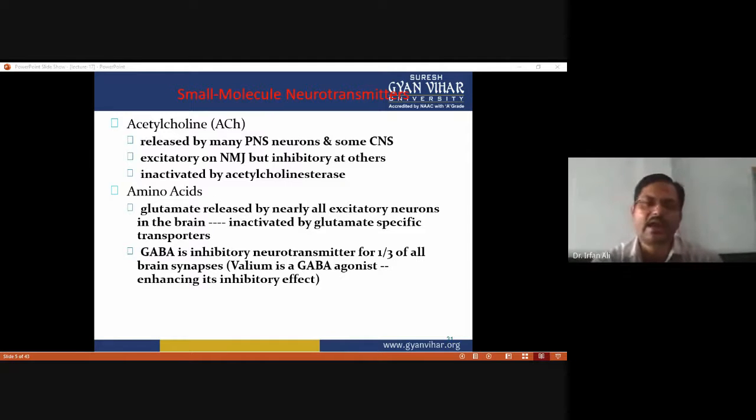And this glutamate is inactivated by a glutamate specific transporter. The second is gamma aminobutyric acid, which is an inhibitory neurotransmitter for one third of all brain synapses. Like Valium, Valium acts as an agonist of GABA, gamma aminobutyric acid.